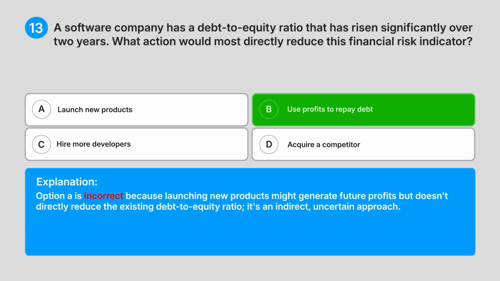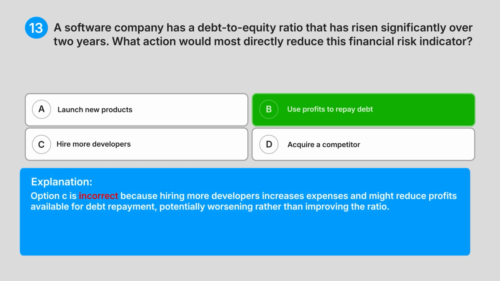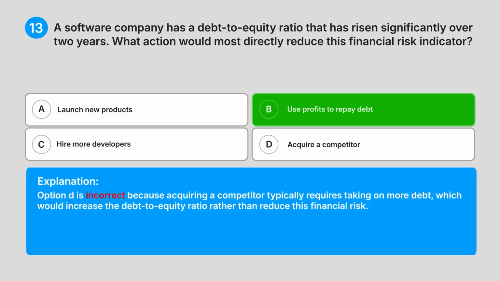Option A is incorrect because launching new products might generate future profits, but doesn't directly reduce the existing debt-to-equity ratio. It's an indirect, uncertain approach. Option C is incorrect because hiring more developers increases expenses and might reduce profits available for debt repayment, potentially worsening rather than improving the ratio. Option D is incorrect because acquiring a competitor typically requires taking on more debt, which would increase the debt-to-equity ratio rather than reduce this financial risk.